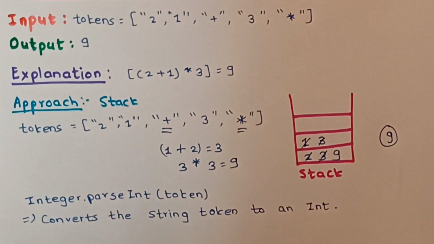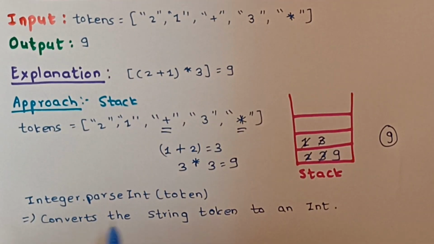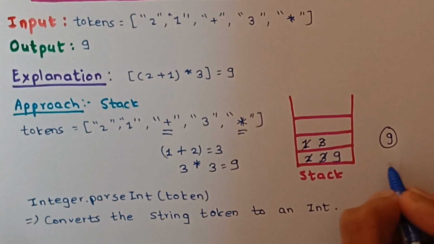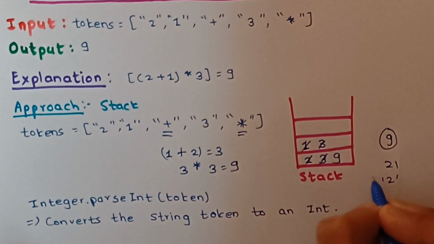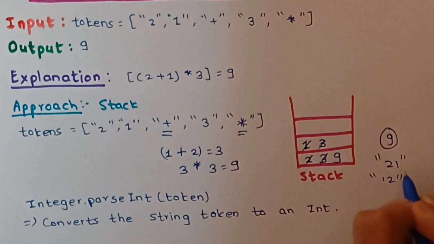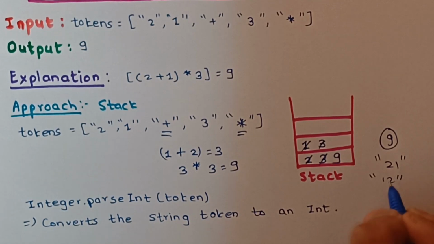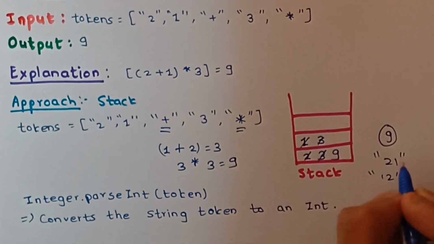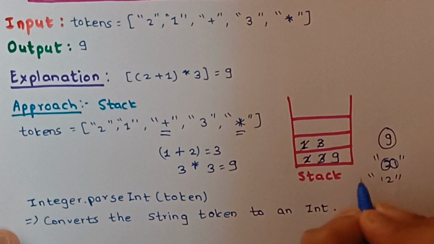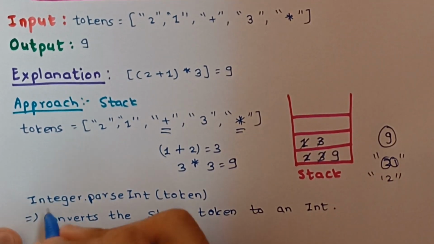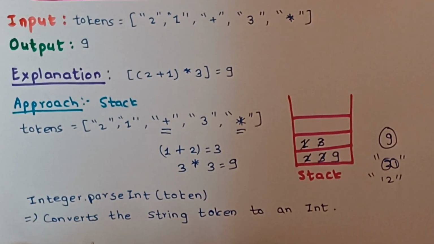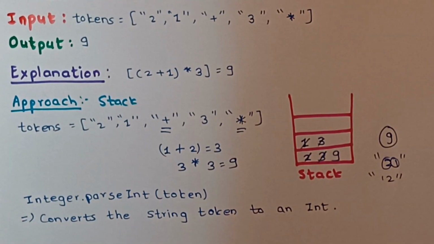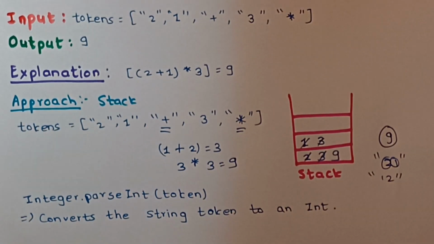We are using the Integer dot parseInt function here to convert the string token into an integer, because there can be multi-digit tokens like 21 or 12. So we will convert them into integers using Integer dot parseInt of token, which converts a string into an integer. Now let's see the code of this problem. You will understand more in the code. So let's go to the LeetCode screen.